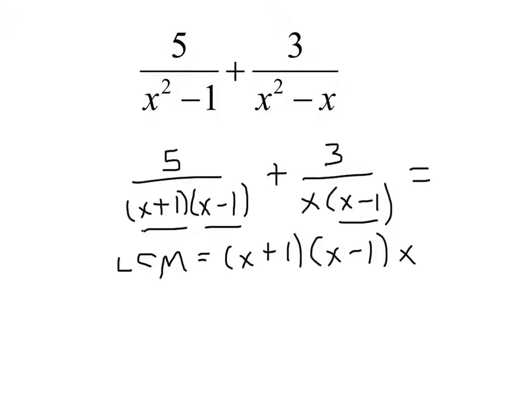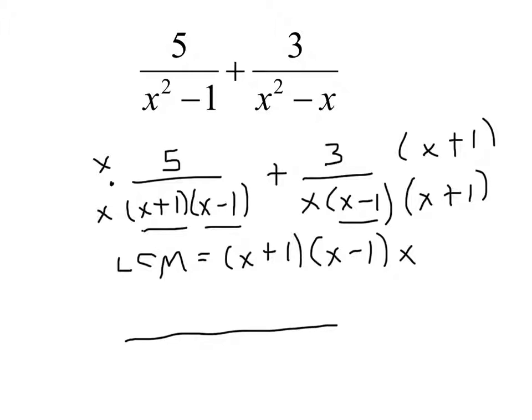Now looking at these two fractions, this first fraction, the denominator is missing an x. So we're going to multiply numerator and denominator by x. This denominator over here on the right is missing a factor of x plus 1. So we have to multiply numerator and denominator by x plus 1. Now both fractions have our least common denominator of x times x plus 1 times x minus 1.